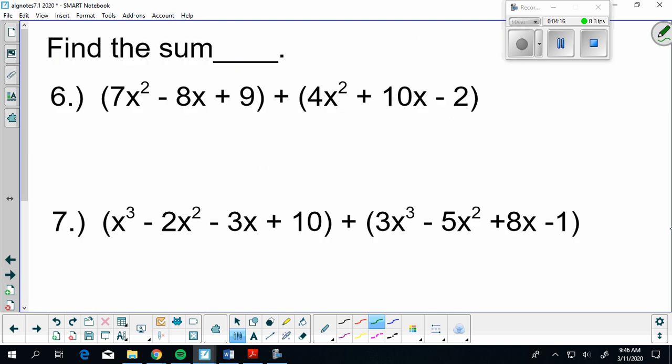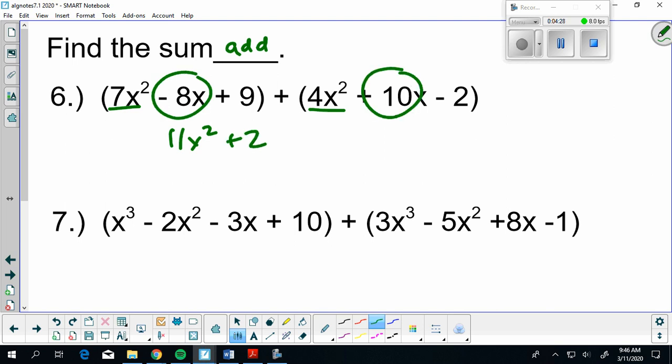Okay, so I have some more examples here. I'll just go through them real quick. Sum means add or answer to an addition problem. I would add these two, 11x squared, these two, positive 2x, and the back two. And that would be positive 7.